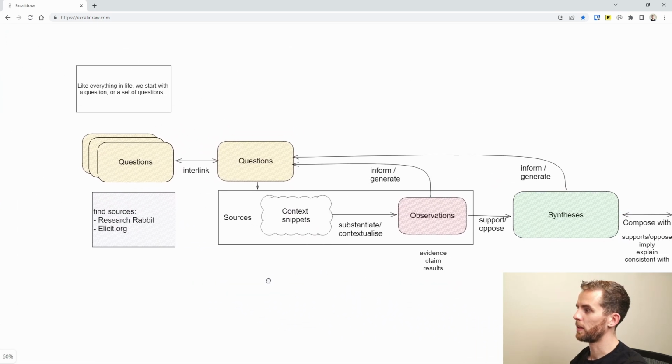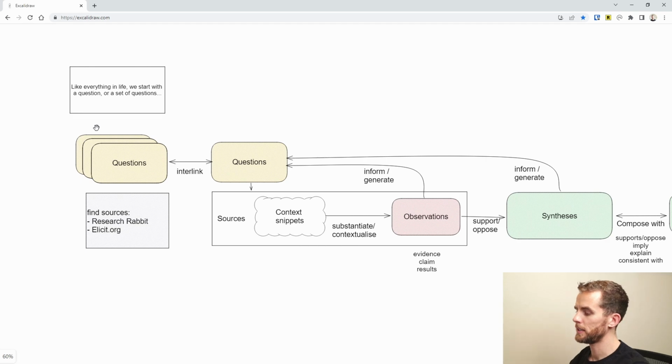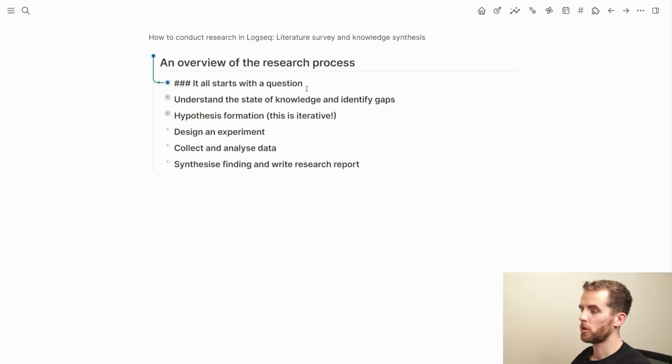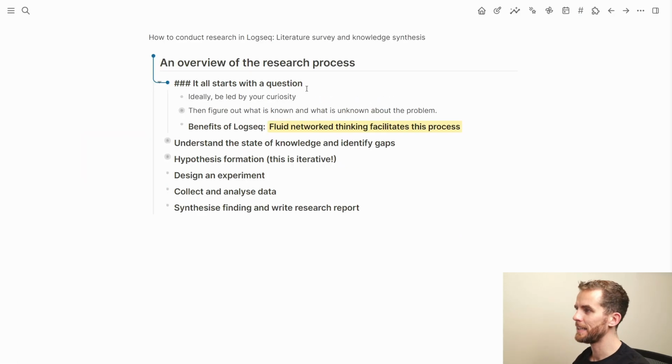And it all starts with a question. So let's quickly go back to Logseq, and then I'll come back to this diagram. So we start with a question, and ideally it's great to be led by your curiosity. The idea is then we need to go and find out what is known and unknown about the problem. And this is where we go and actually look at the literature and find what we can in the literature.